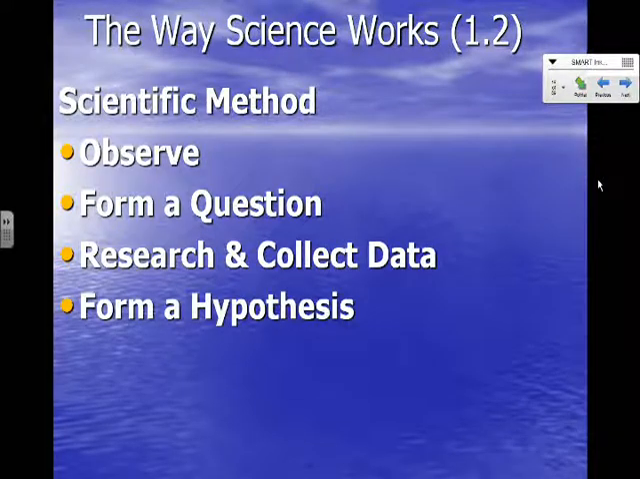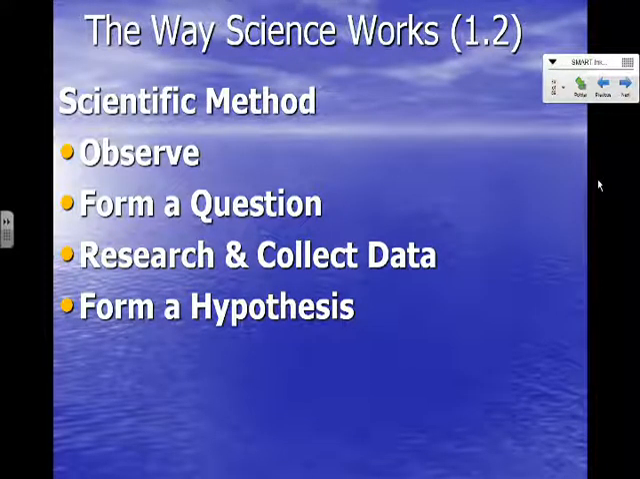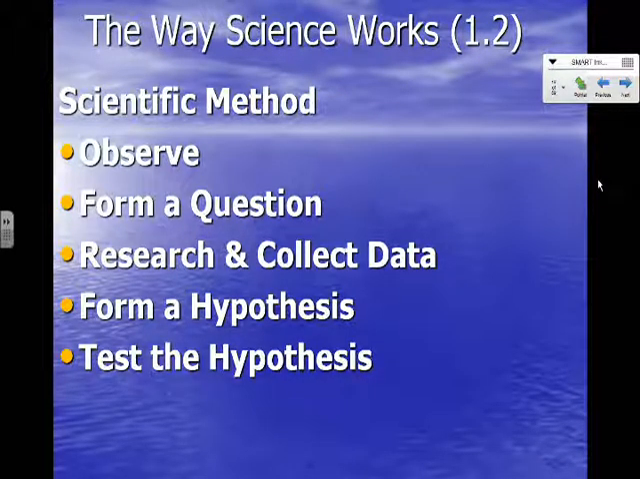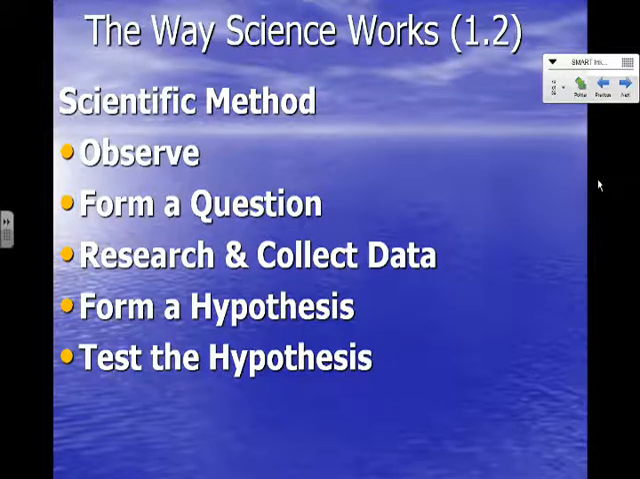And then after they've researched and collected data, they form a hypothesis. A hypothesis is an educated guess of what they think will happen if they do an experiment. Now, once they've formed a hypothesis, they must test the hypothesis, which is the experimental stage. Make sure you know that test the hypothesis and experiment are the same thing. When you're experimenting, you are testing a hypothesis.